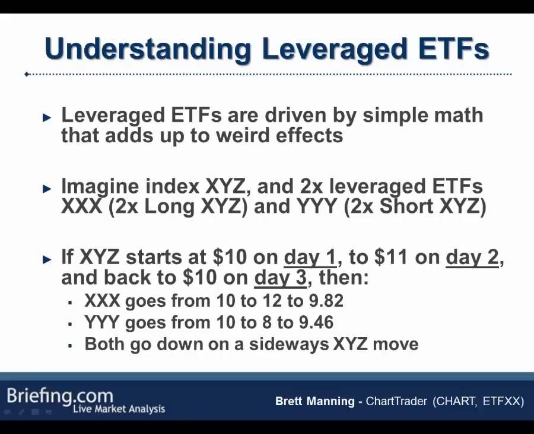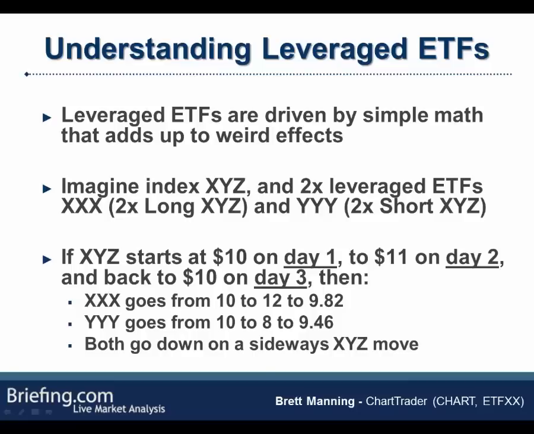When you see a leveraged ETF, you need to understand what you're getting into. The best way to do this explanation is with a fictitious example that I've used for years, and I think it gets the point across. Let's say we have an index XYZ, and from that index, there's some financial company that makes 2x leveraged ETFs in both directions. So XXX is the leveraged long version of XYZ. It goes up twice as much as XYZ in any given day. And the other one is YYY, a 2x leveraged short based on XYZ, so it moves inverse to XYZ and twice as far.